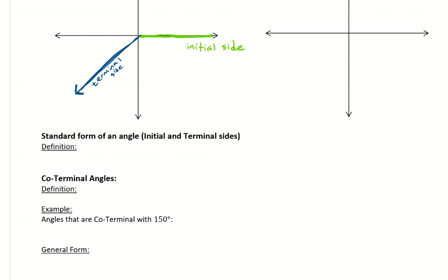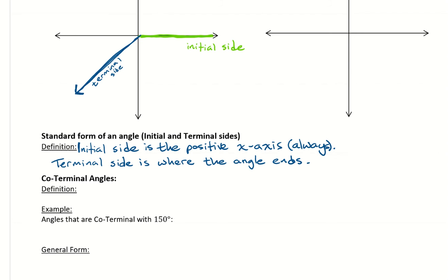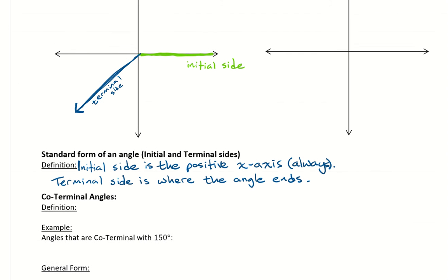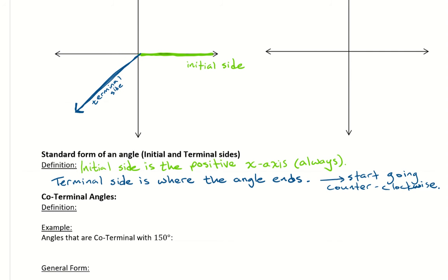So putting definitions in for these, our initial side is the positive x-axis, always. And the terminal side is where the angle ends. We're always going to start going counterclockwise. So you start at the initial side and go counterclockwise this way. It's always going to be counterclockwise unless you're dealing with a negative angle. We'll talk about that later.